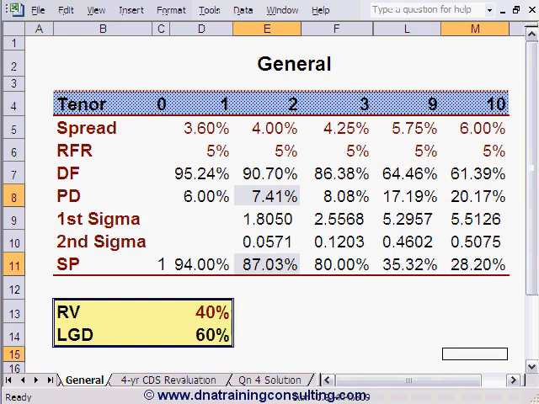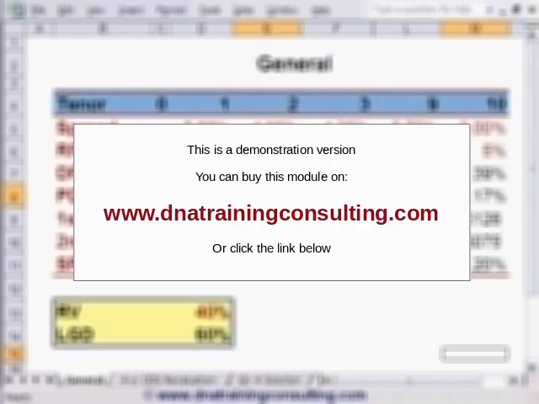Given how critical it is to understand these two terms precisely, we repeat their definitions here. The 7.41% implied default probability for year 2 is the implied probability, implied from the CDS curve, that the reference entity will default at the end of year 2, assuming it has survived until the beginning of that year. And the 87.03% implied survival probability for year 2, or through year 2 if you like, is the probability that the reference entity will survive past the end of that year.